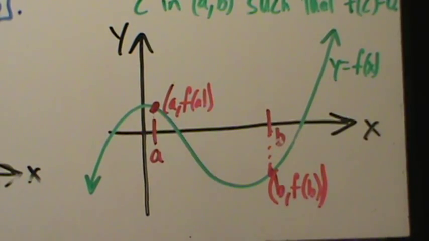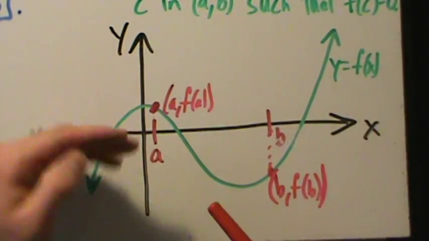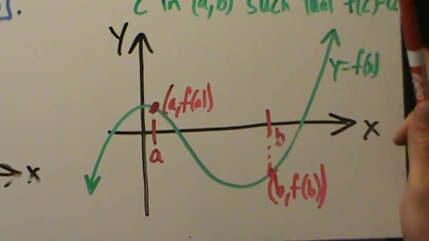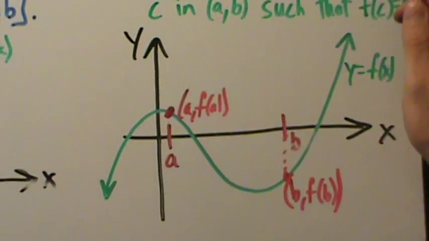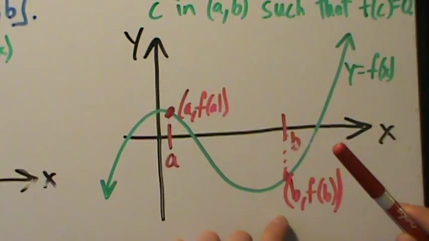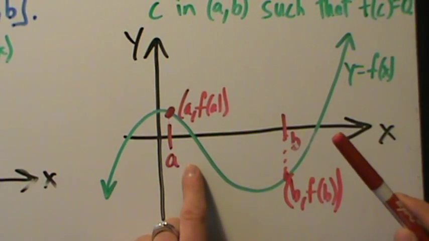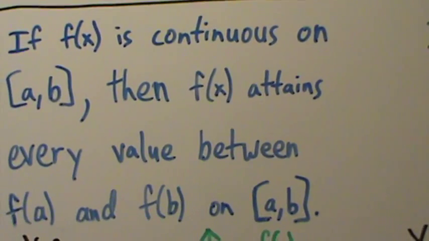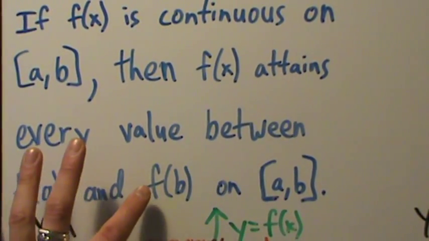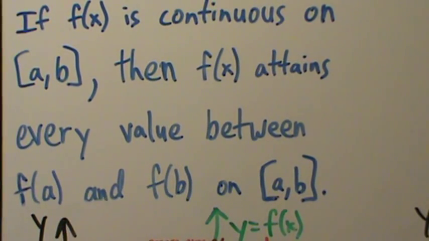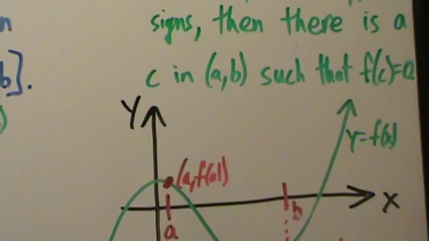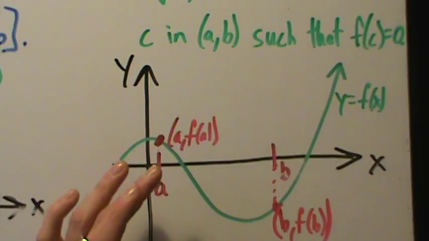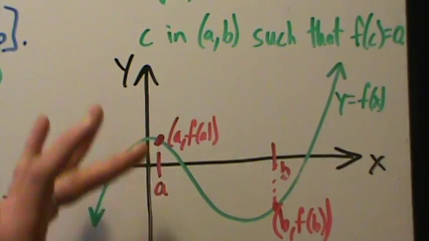So notice f of A is positive, right? F of A is above the x-axis, so it's positive. F of B is below the x-axis, so it's negative. So we see that because this function f of x is continuous, it's continuously moving from a positive value to a negative value, it's going to hit 0 somewhere in between, right? So really, this is a special case of the intermediate value theorem, because the intermediate value theorem says if you move continuously from one value to another, you hit every value in between. Well, in particular, if you move continuously from positive to negative, you're going to hit 0, right?